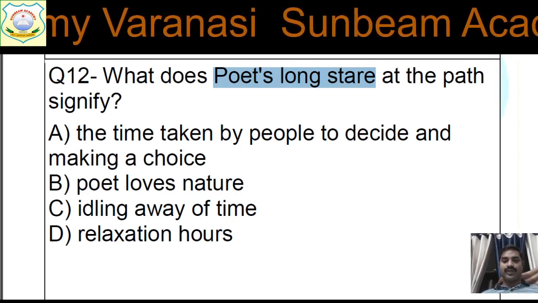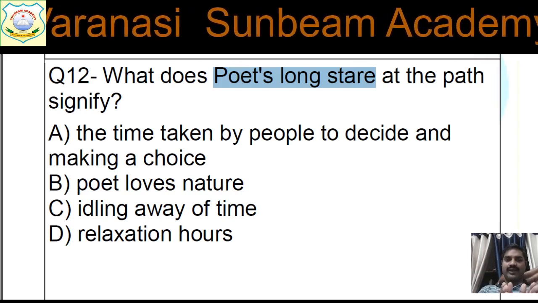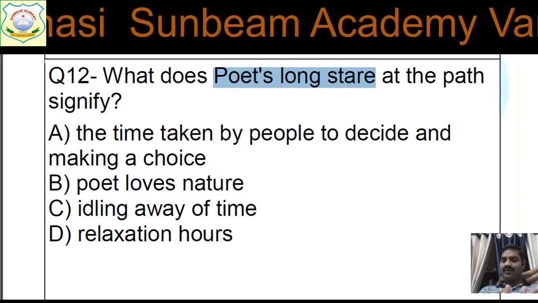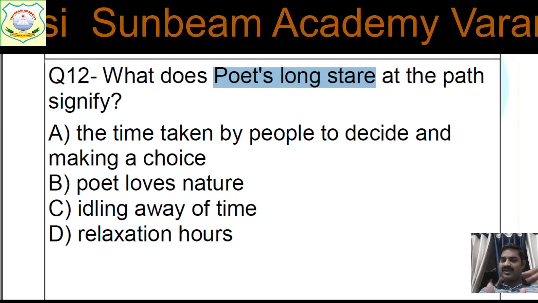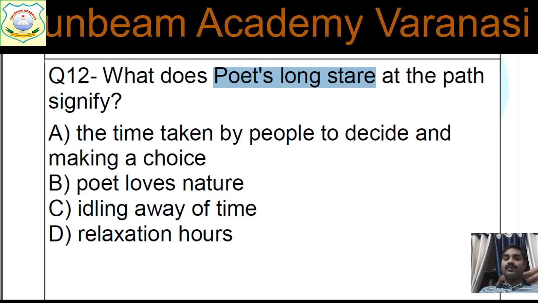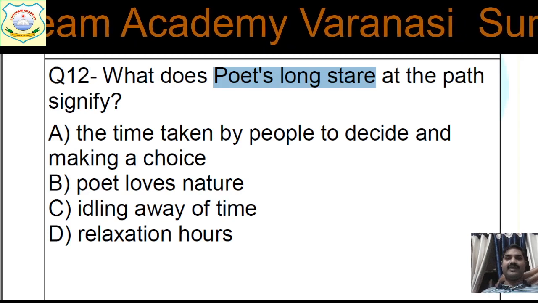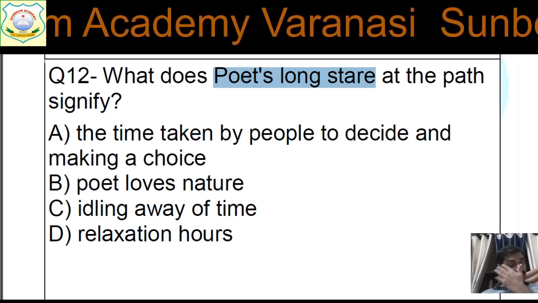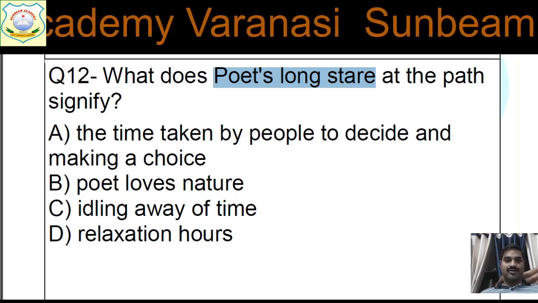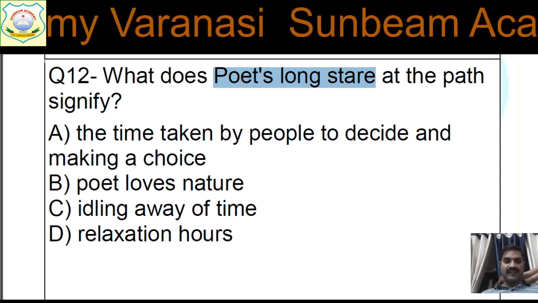Because whenever you make a choice, you always first make your decision: should I go to the right side? If I go to the right side, it will be easy for me. If I go through the left side, there will be rush, there will be traffic. So you make your decision as per your comfort, and then you make your choice. When you are thinking, you take some time.